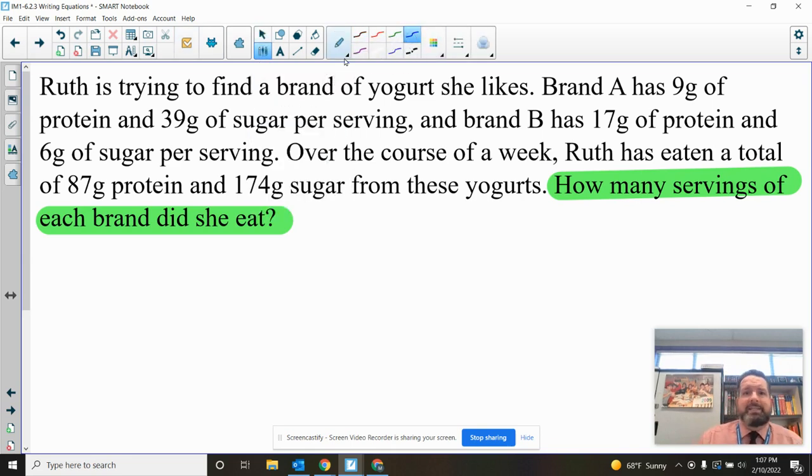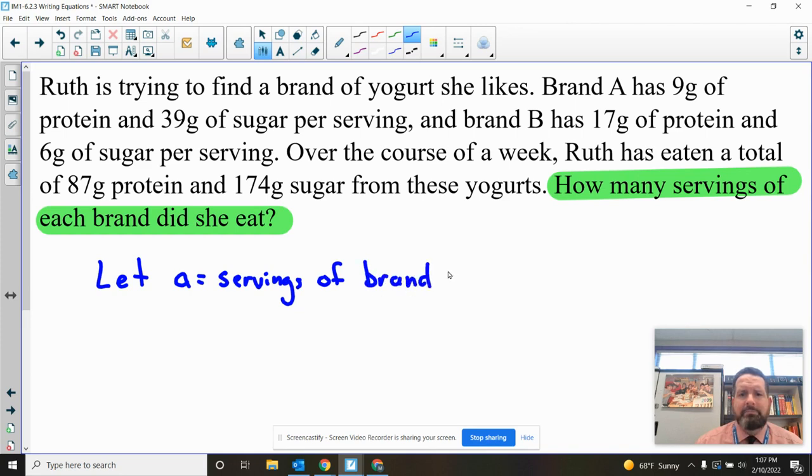Here now come your let statements. Starts with the word let, and then you pick a letter. So how about in this case for brand A? Let's use A. So let A equal the number of servings of brand A yogurt. It's as simple as this. Now when anybody looks at our work and sees the letter A, they know that that means, hey, that's the number of servings of this brand A yogurt.